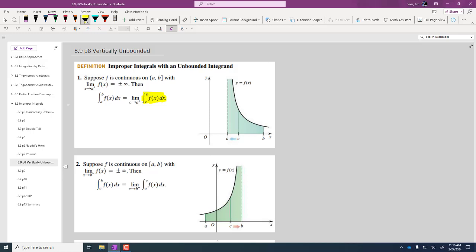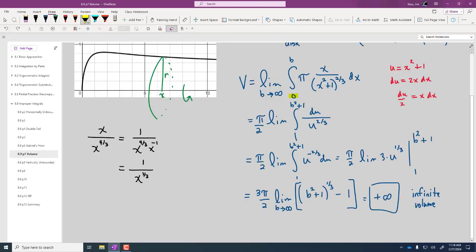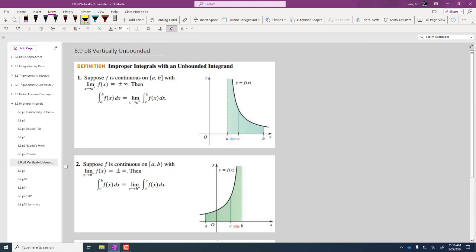I wanted to be highlighting over here. This function here has to be continuous on AB. And that function is not continuous on AB, right? There's an asymptote at A. And so what we do is something very similar to what we did with the horizontally unbounded. We pick a point that is closer to the B in this case, and we are going to calculate this area right there as a function of C, and then we're going to let C creep over to A.